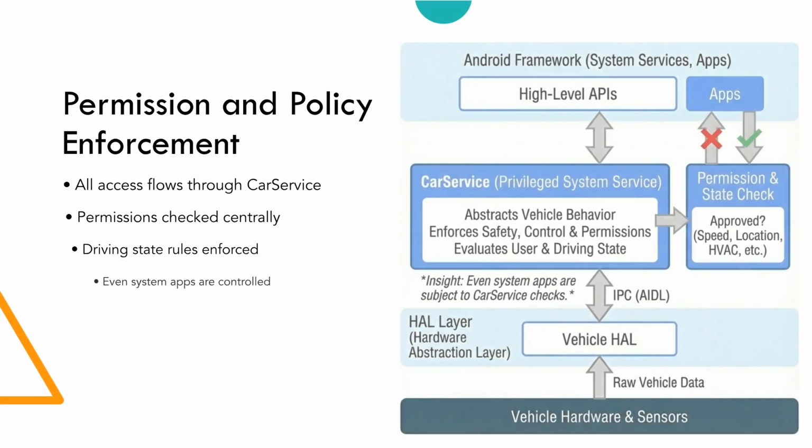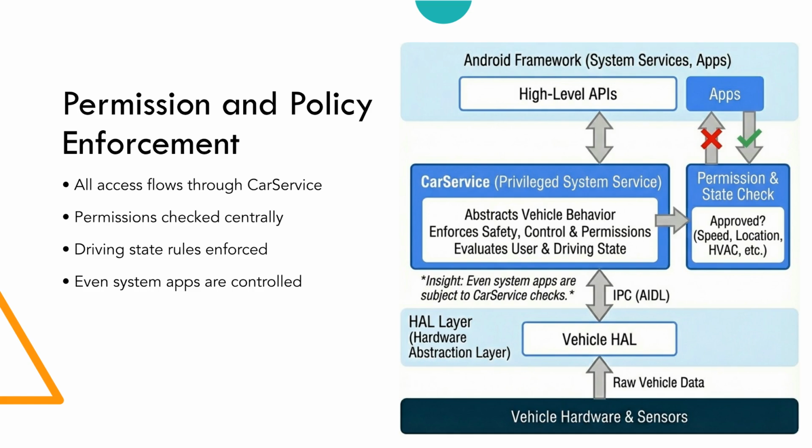One of the most important roles of Carservice is permission enforcement. Apps never access vehicle data directly. Every request flows through Carservice, where permissions, user state, and driving state are evaluated. This ensures that only approved apps can access sensitive data such as speed, location, or HVAC controls. A key interview insight is this: even system apps are subject to Carservice checks.